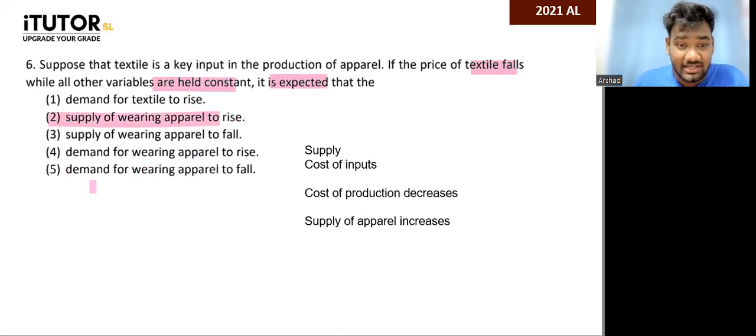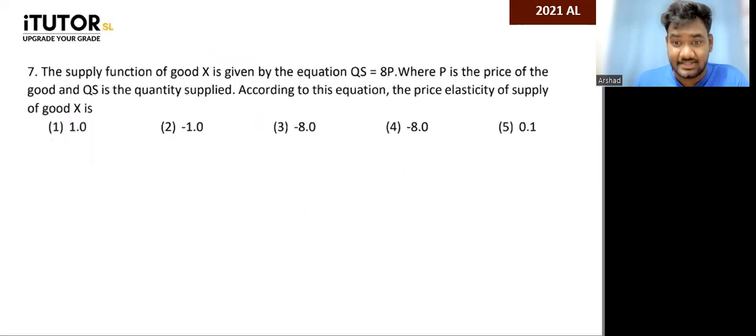So can you talk about the demand? Not really, because we are talking about the price of textiles. So textile is the input here, so you're talking about the cost of input. Cost of inputs is not a determinant of demand. So the demand curve will not either increase or decrease. It's the supply that will change. Okay. Moving to the next.